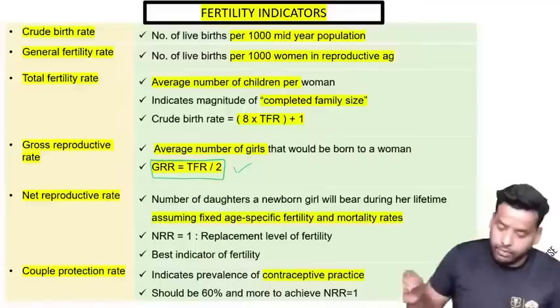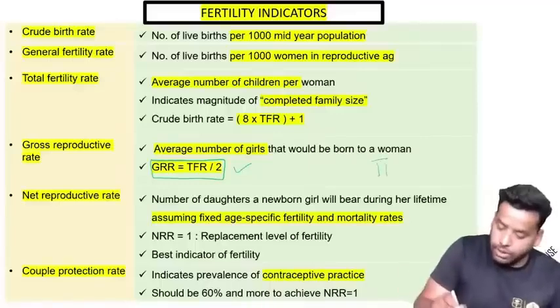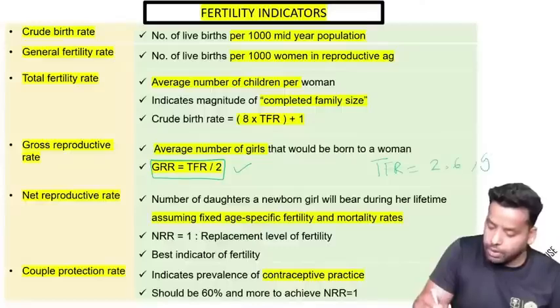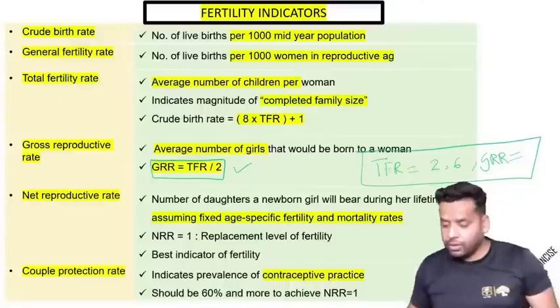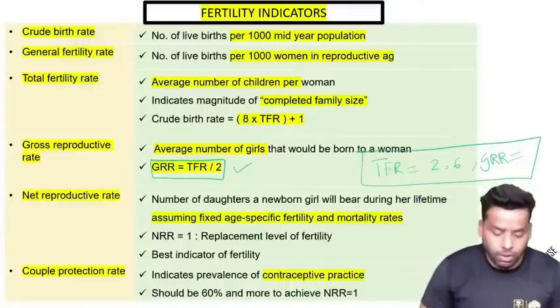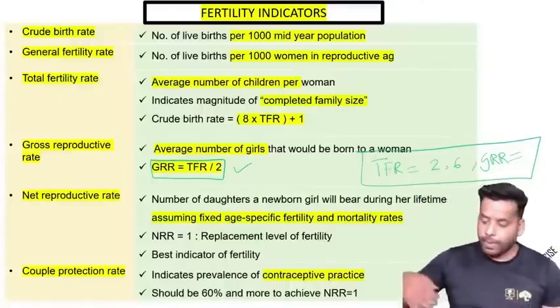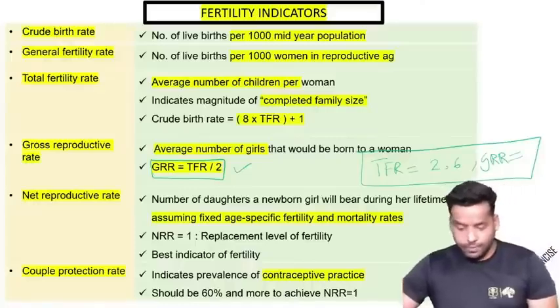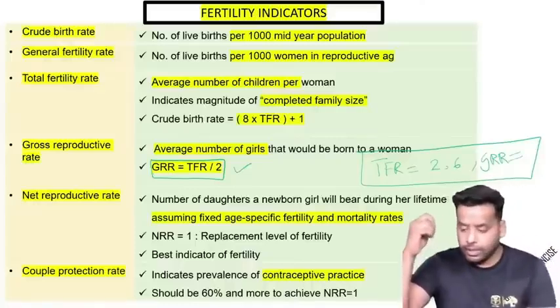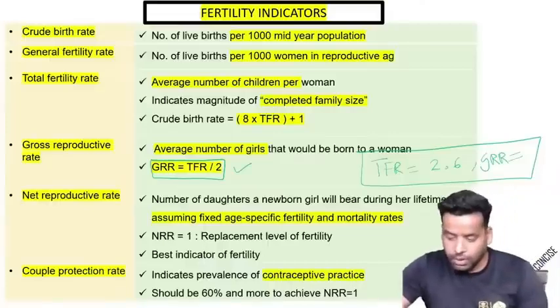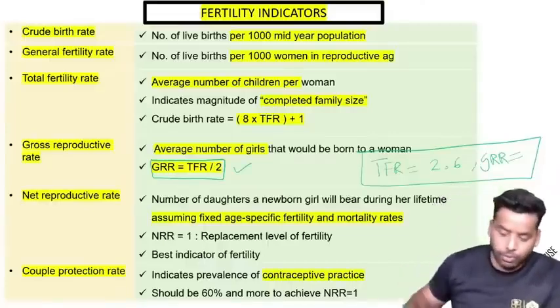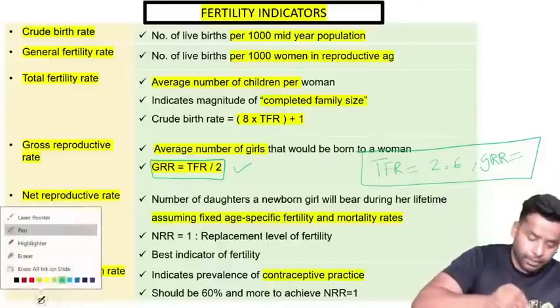True statement. If the question is like this, total fertility rate is 2.6. What is gross reproductive rate? Tell me. Total fertility rate is 2.6. What is gross reproductive rate? 1.3. You can make half of it.